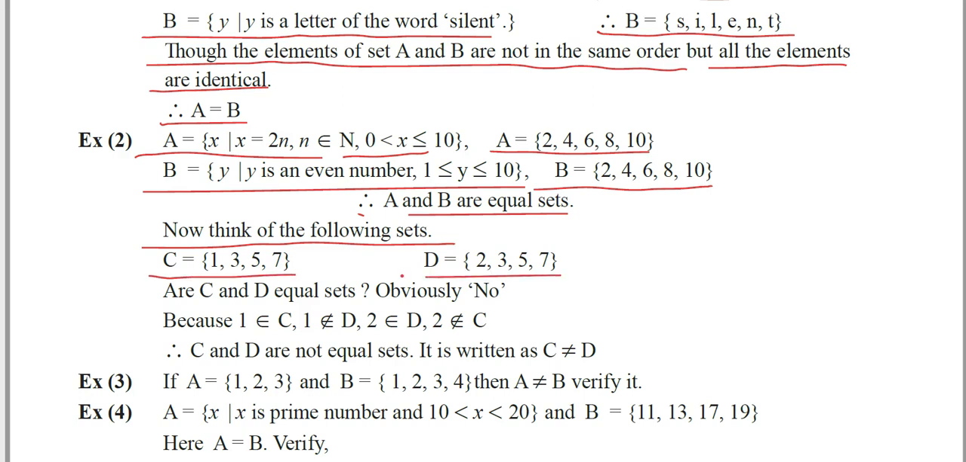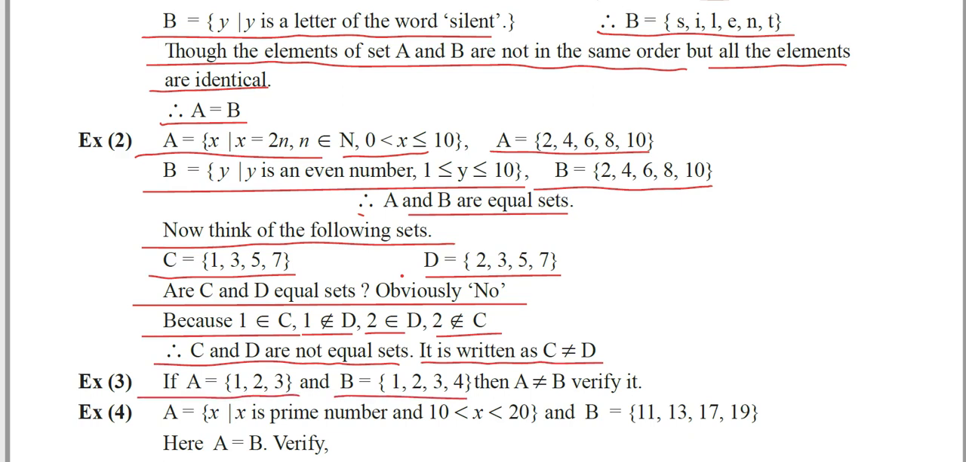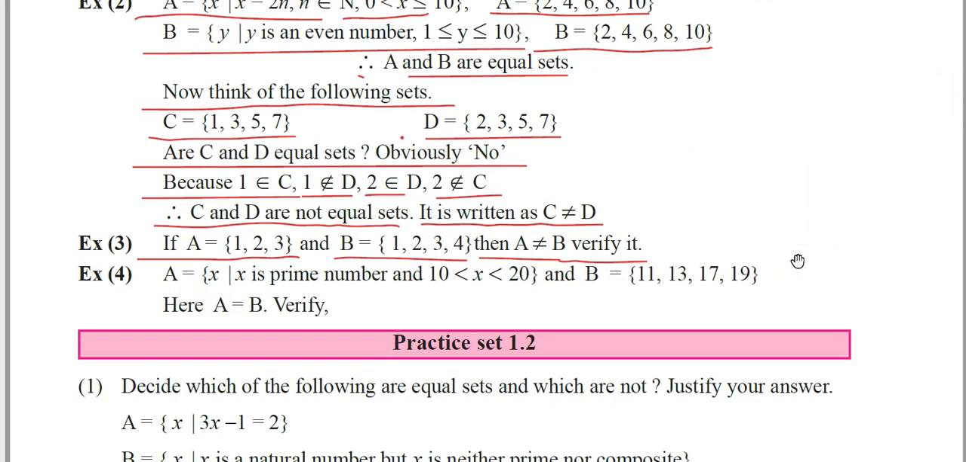Next, C is equal to {1, 3, 5, 7} and D is equal to {2, 3, 5, 7}. Are sets C and D equal? Obviously, they are not equal. Therefore, the set C is not equal to the set D. Now the next is example number 3. A is equal to {1, 2, 3} and B is equal to {1, 2, 3, 4}. Again they are not equal.